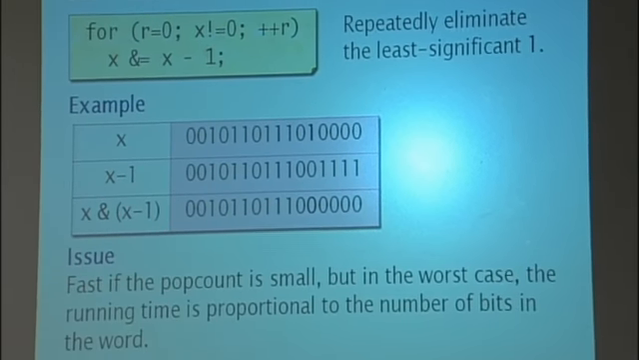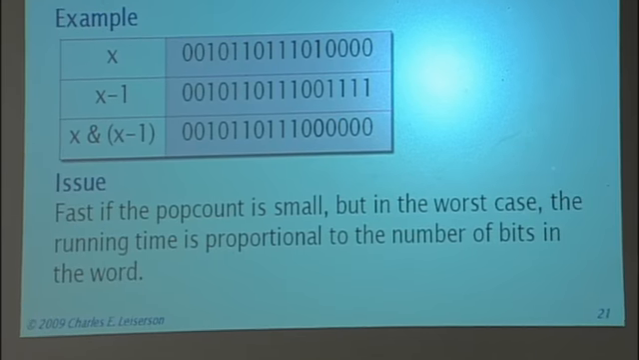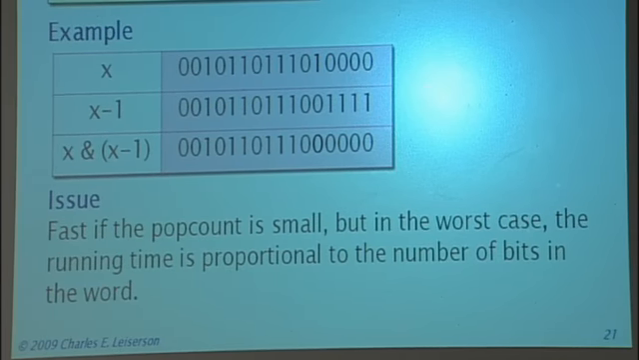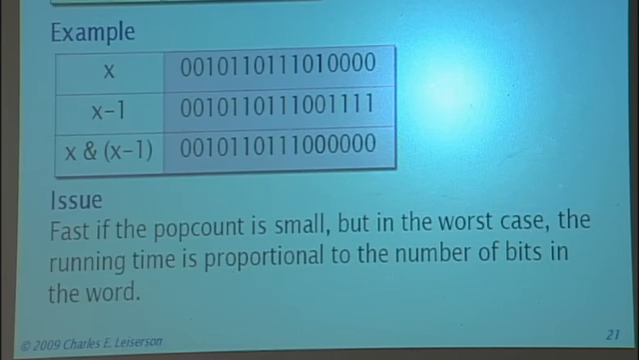So this is fast if the population count is small. If you know there's only a couple of bits on in the word, then this can be a pretty effective technique. But in the worst case, it's going to be proportional to the number of bits in the word because you're only getting rid of 1 bit at a time. But it's better in some sense than looking at 1 bit at a time because you have the off chance that the number of 1 bits will be sparse. Whereas if you just looked at the low order bit and then the next bit and the next bit and the next bit, that would definitely take you worst case every single time.